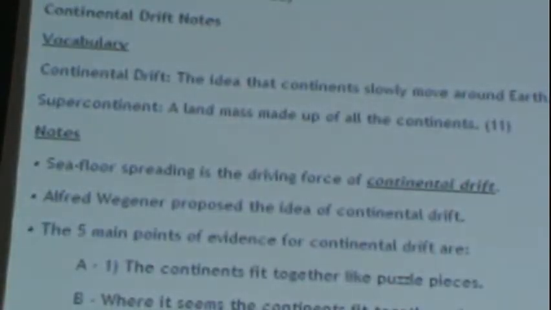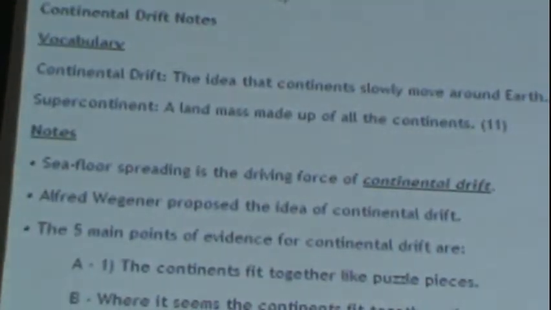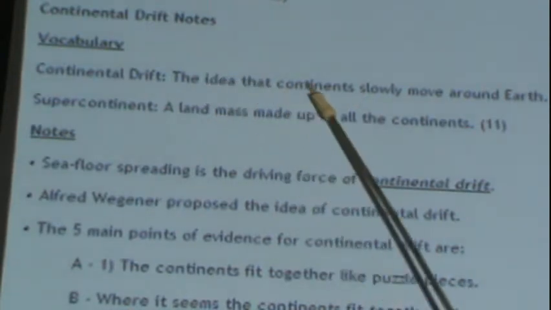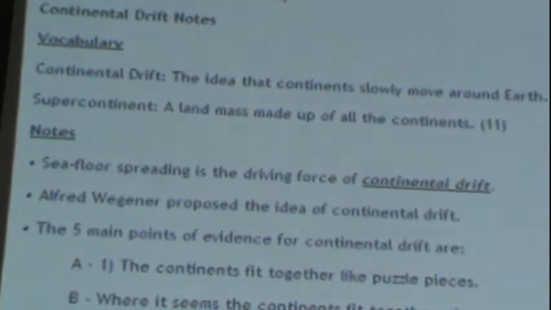Alright, let's start off with the vocabulary. You have continental drift, which is the idea that continents slowly move around Earth. And they move around the Earth on average about 5 centimeters per year. And it doesn't seem like that's very significant, but when you look at how old the Earth is, it's about 4.6 billion years old. 5 centimeters per year, that's a long distance, right? 4.6 billion times 5 centimeters.